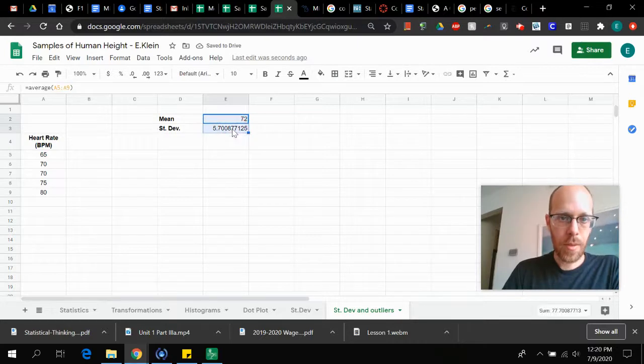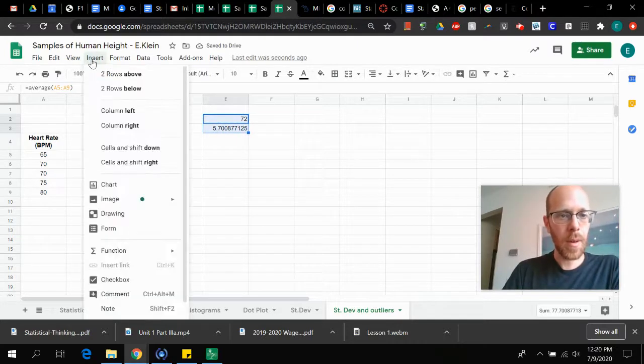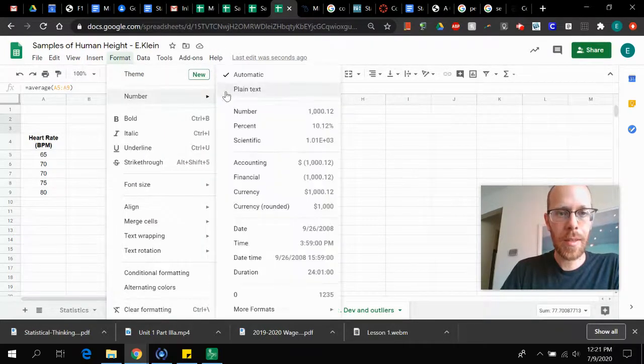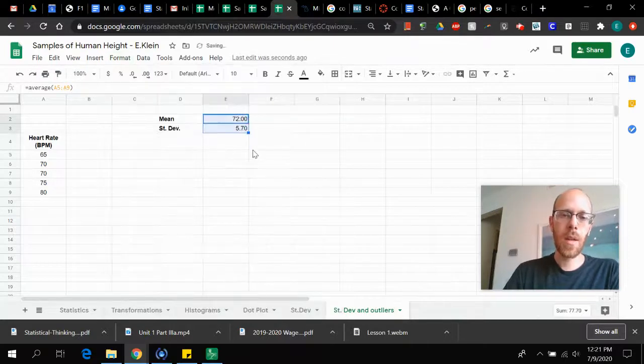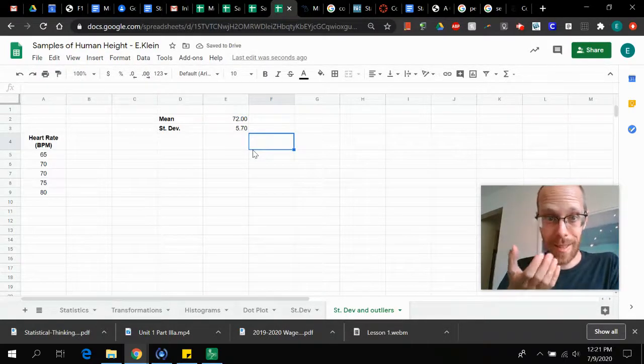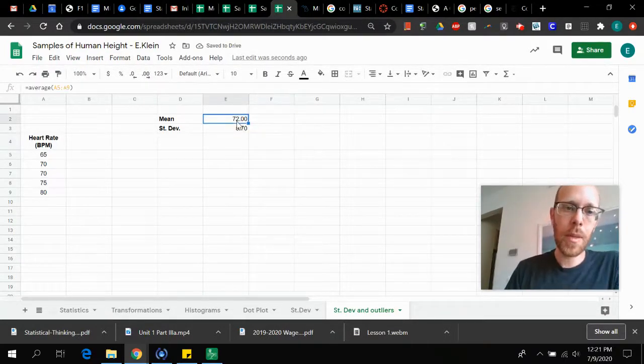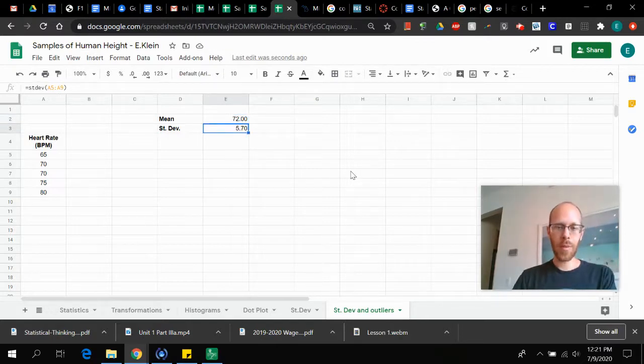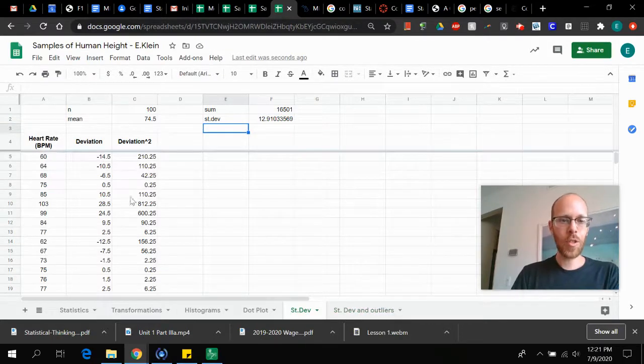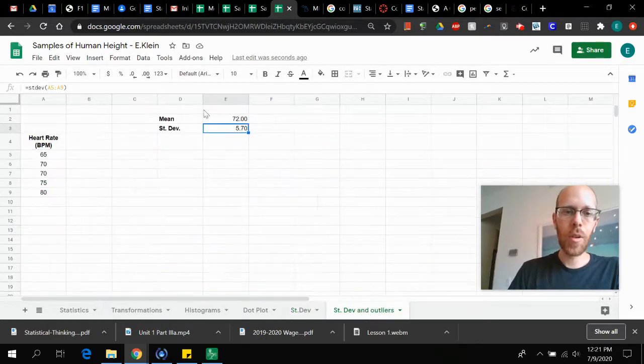These two values, you'll notice that they should be familiar. That is because they are the same numbers from the last lesson. So mean of 72 beats per minute and a standard deviation of 5.7. I still want you to be able to work with Google Sheets in this interesting way like we did here, but you should know that you can just come up with standard deviation that way.